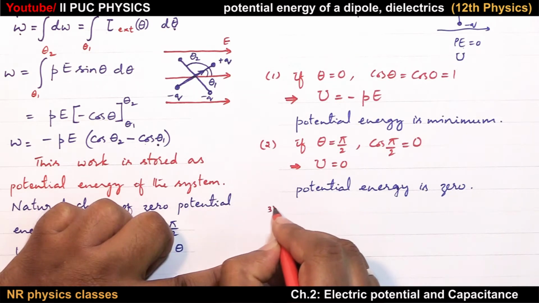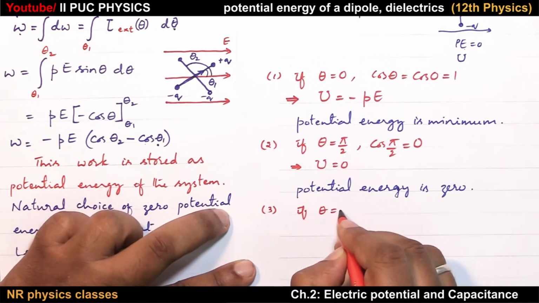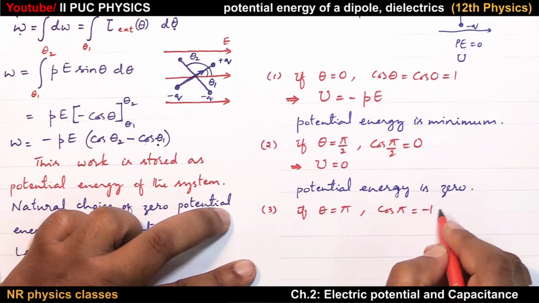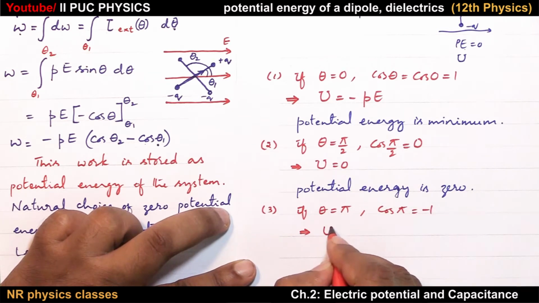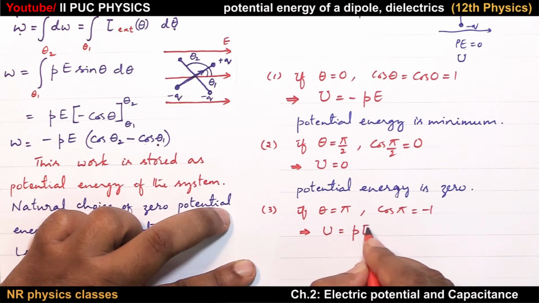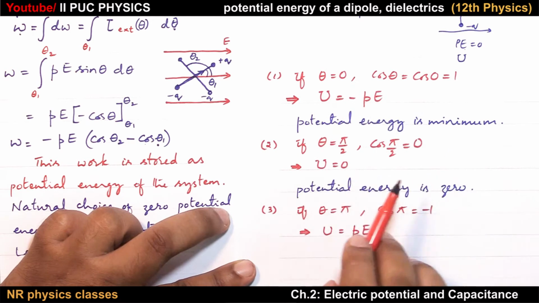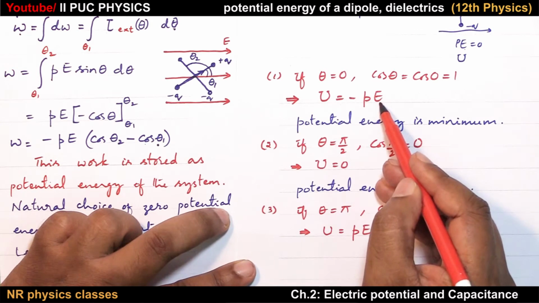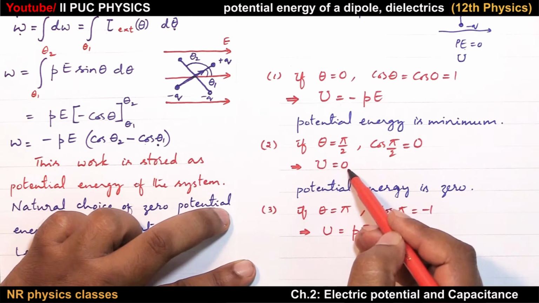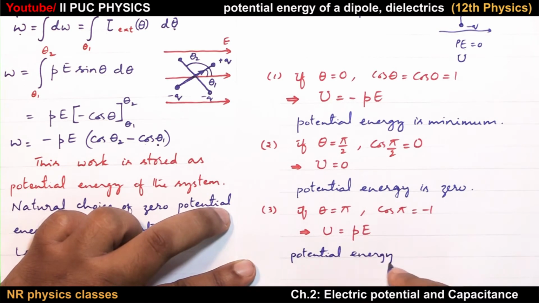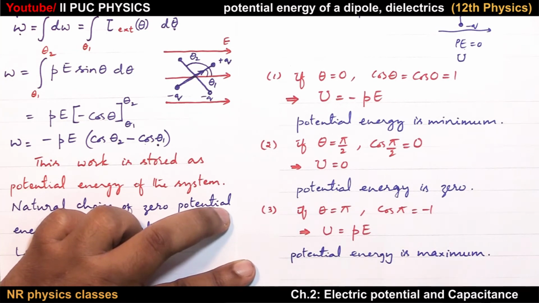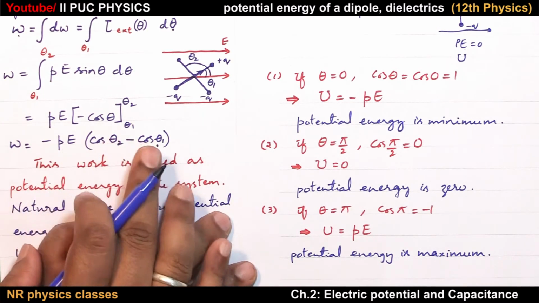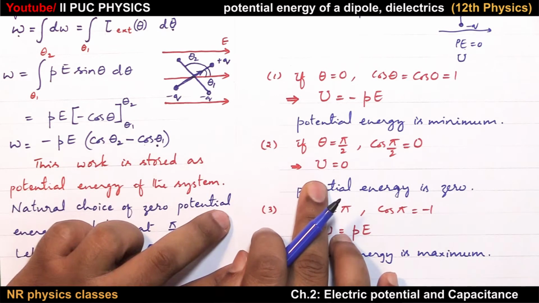Third case, if theta is pi, cos pi is minus 1, which implies potential energy equals P into E, minus of minus, plus P into E. Observe, this is minimum, this is maximum, and this is 0. Potential energy is maximum. This is a derivation for 3 marks or for 5 marks.